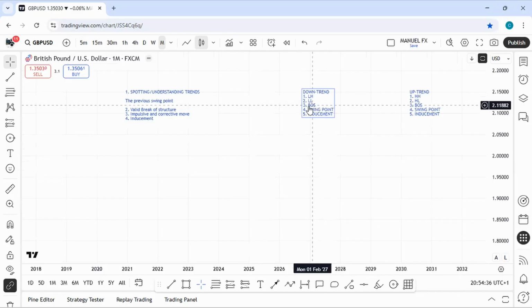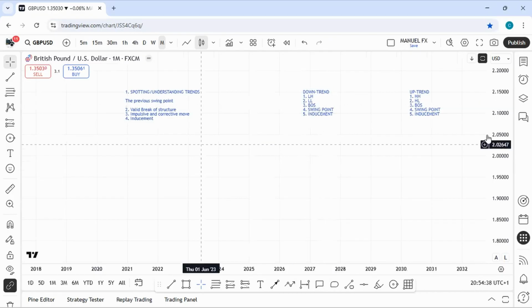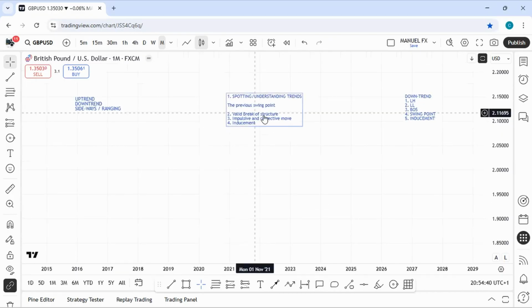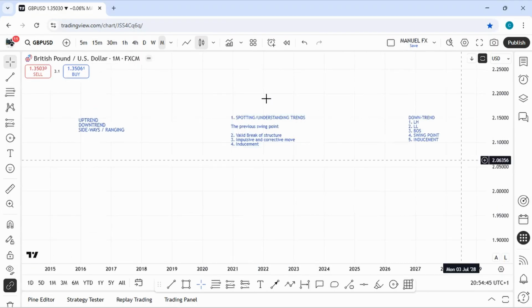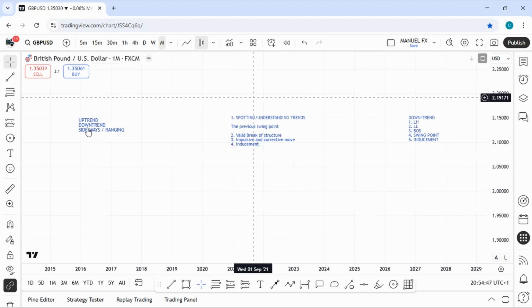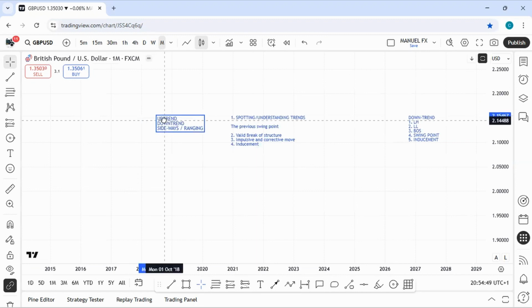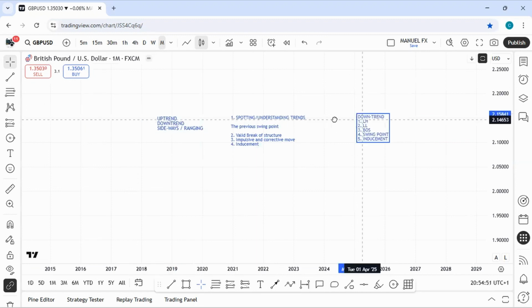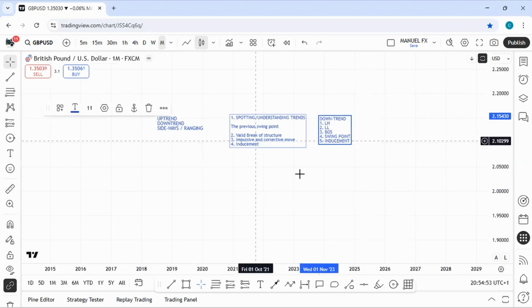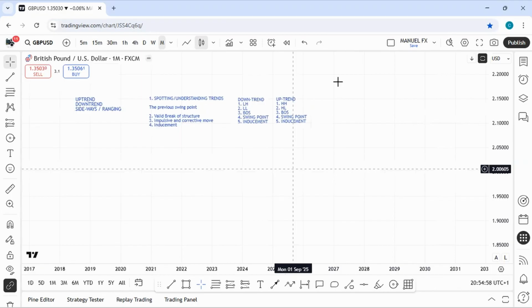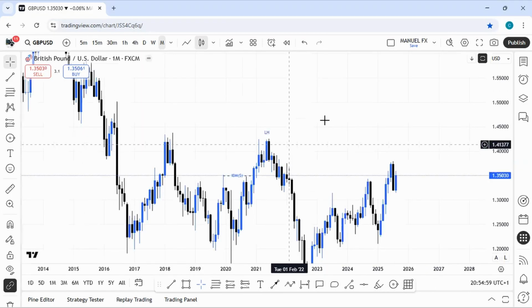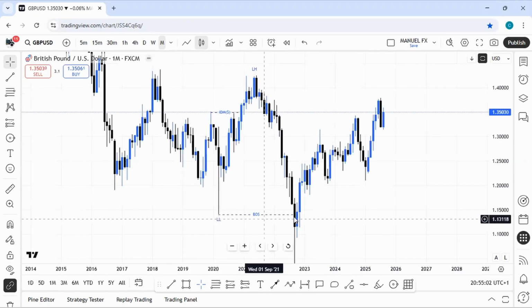A valid break of structure. Like I told you, first of all, we spotted out the trend. You know that the monthly time frame is on a downtrend. And the next thing we are looking for is our what? Our valid break of structure. Now, you can see from here that this lower high was broken.